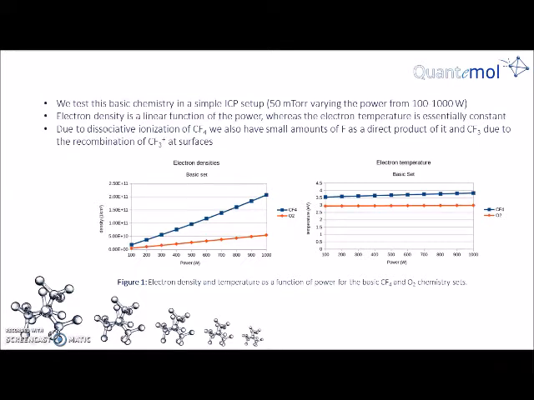Both gases behave like typical electropositive gases, as can be seen in figure 1. The electron density is a linear function of the power, whereas the electron temperature is essentially constant. Due to the dissociative ionization of CF4, we also have small amounts of F as a direct product of it and CF3 due to the recombination of CF3+.